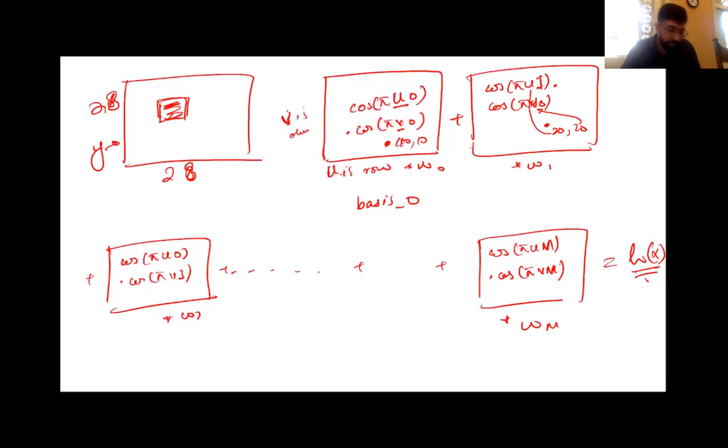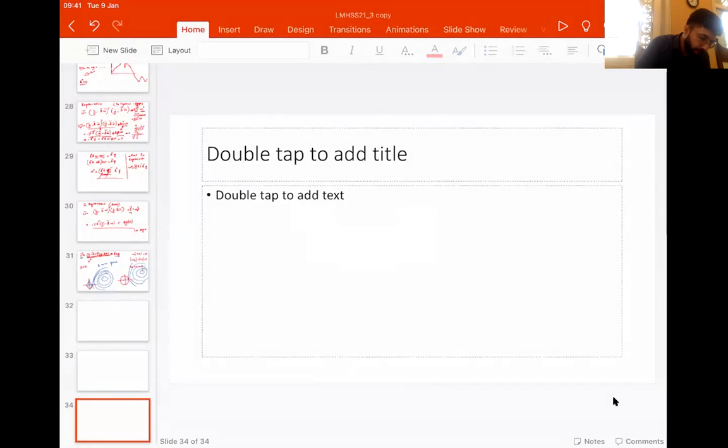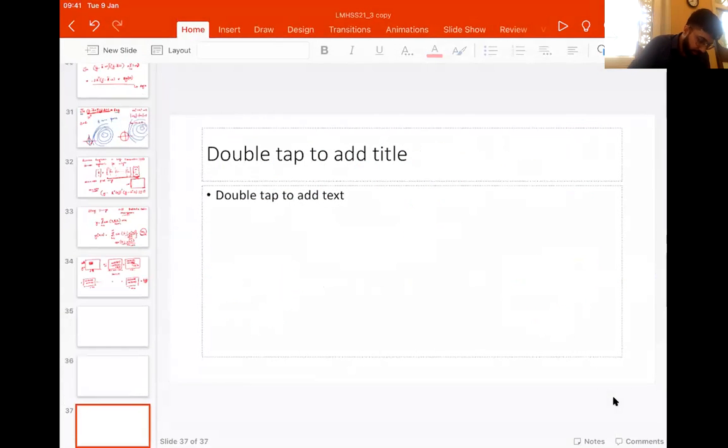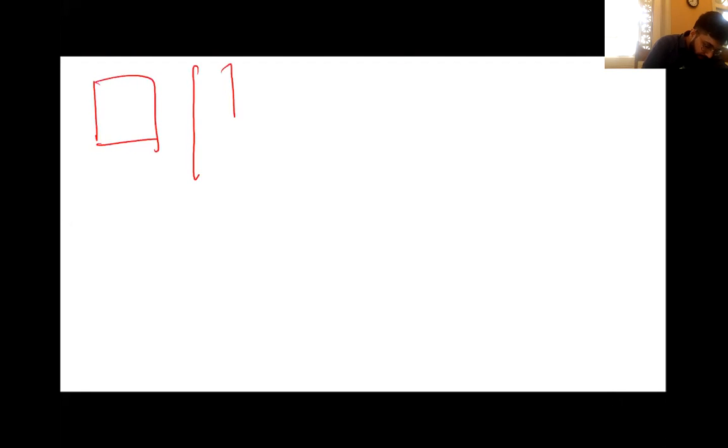Okay. One thing is that these are in 2D, right? So to make it exactly equivalent to our setup, what I say is that take this image and make it into a vector. So I take the first column, place it here.